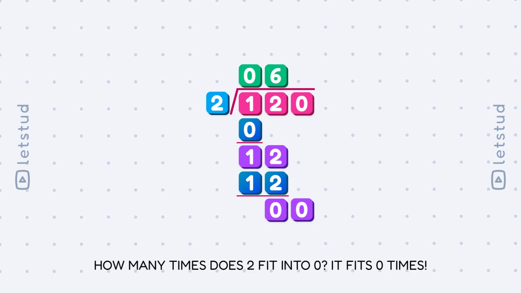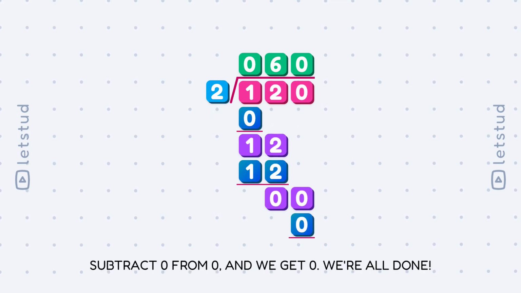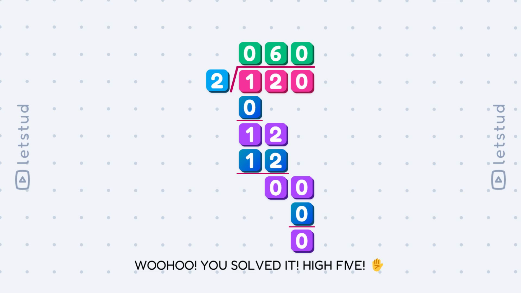How many times does 2 fit into 0? It fits 0 times. Let's check. 0 multiplied by 2 is 0. Subtract 0 from 0 and we get 0. We're all done. Woohoo, you solved it.